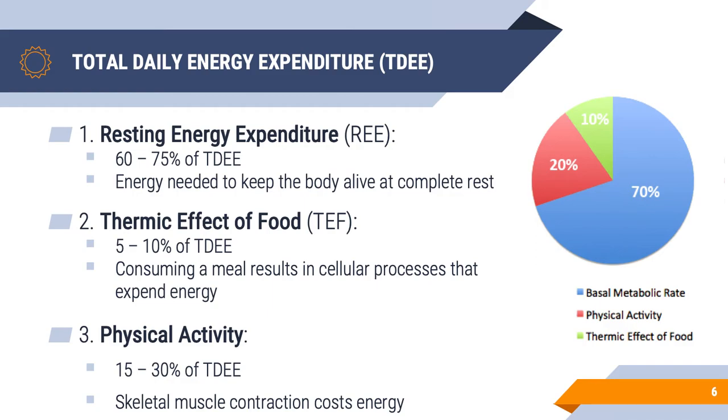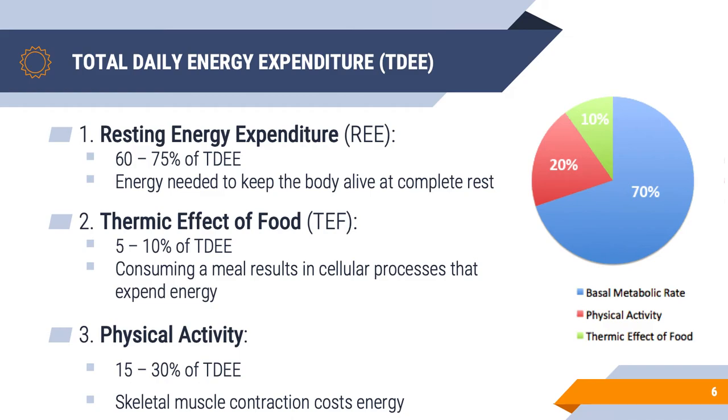What actually comprises our total daily energy expenditure, so really focusing on that energy out side of the equation, we're thinking about three main factors. Resting energy expenditure, which makes up 60 to 75% of our total daily energy expenditure. Basically, this is the energy needed to keep the body alive at complete rest. So if we did nothing else in a day besides sit on the couch, our energy expenditure would be comprised of our resting energy expenditure.